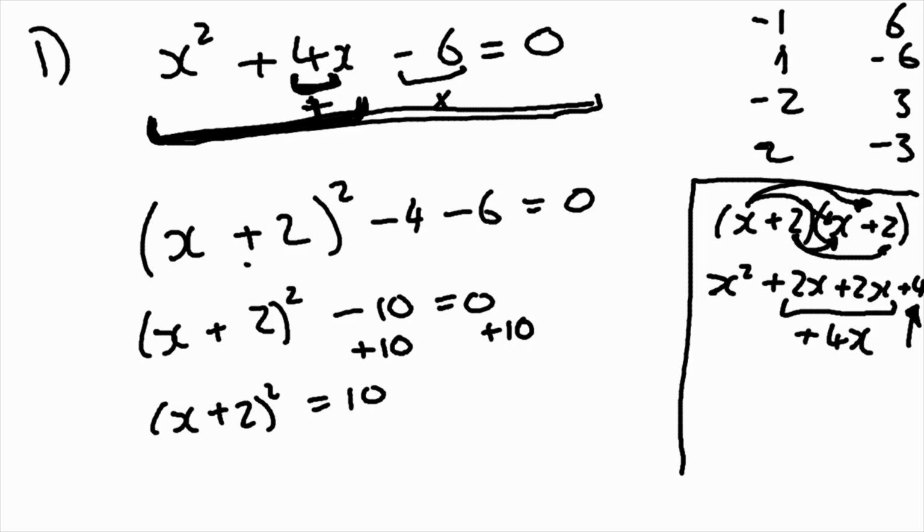Now, everything on the left-hand side is being squared, so we can square root at this point. x plus 2 equals the square root of 10. But if we remember, we've got to have that plus or minus. Now, final step, I'm just going to squeeze it in at the bottom. We've got a plus 2, so we're going to subtract 2 from each side.